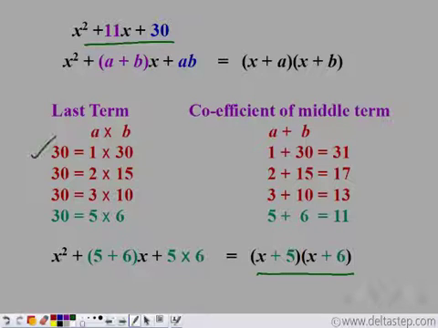While finding out the two numbers which give the product as 30, we consider only integers and then find their sum and check whether their sum is equal to 11. So this is how we can factorize it using this identity. Now we can also factorize it by grouping the terms. How do we do it?